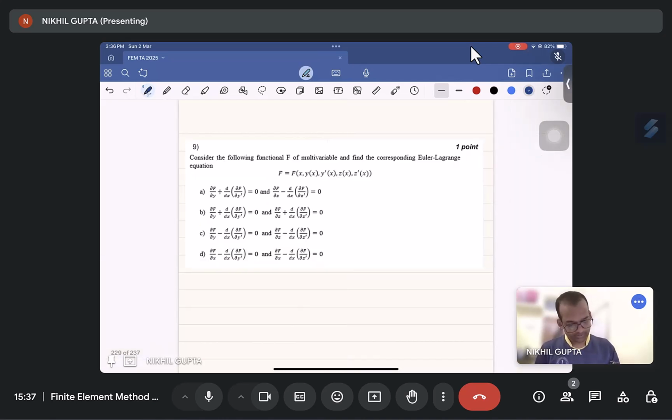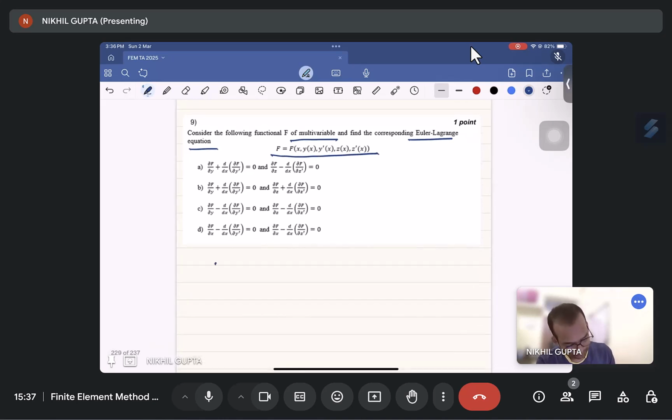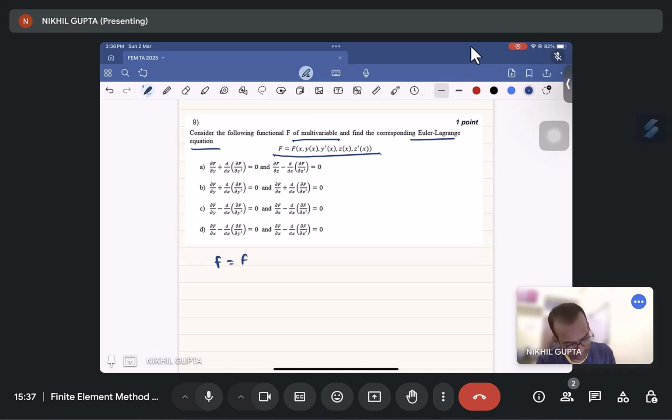Now question number 9 says, consider the following functional of multivariate and find the corresponding Euler-Lagrange equation. This is the functional form given. Let's start solving. So f depends on x as the independent variable, and y, y dash, z and z dash as dependent variables.